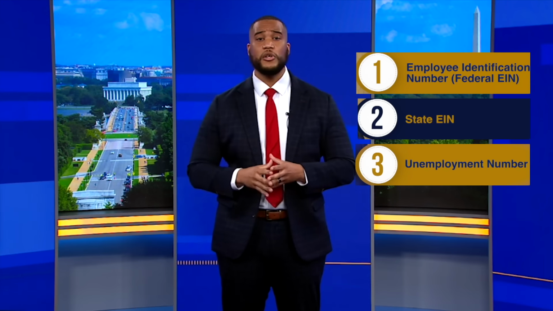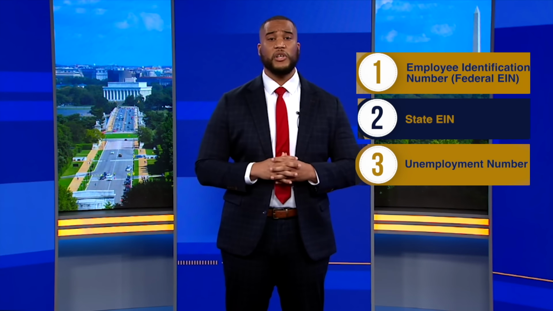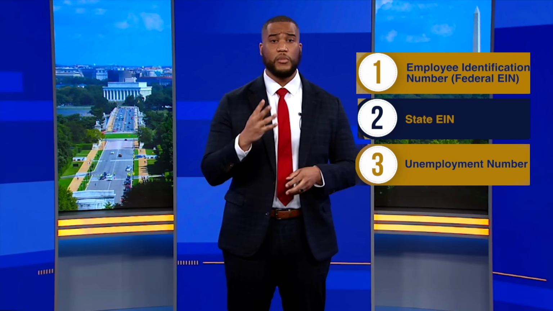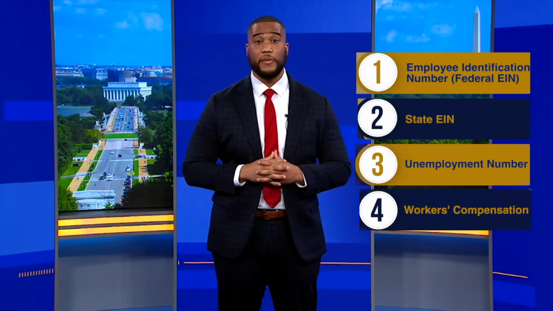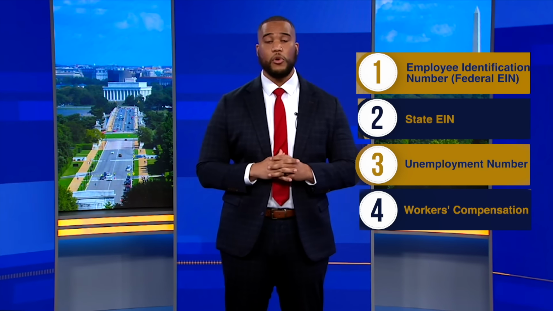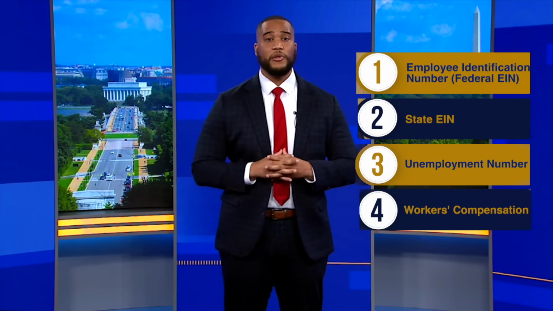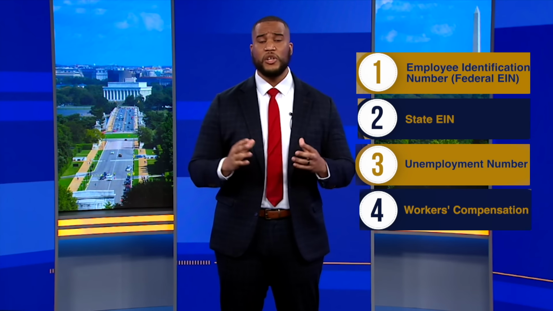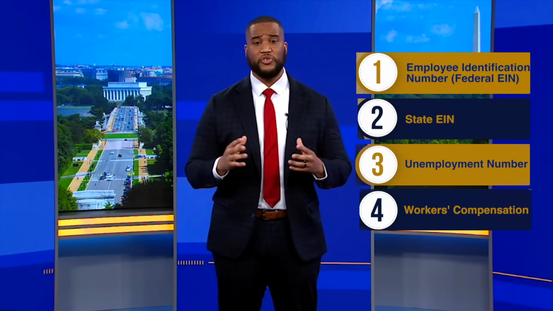Number 3, you're going to need an unemployment number for each state that you operate in. Number 4, and the final requirement, is that you're going to need some type of workers' compensation insurance. This can be through any agency. Just make sure that you check with the insurance company and that you're getting a policy that fits your company the best.